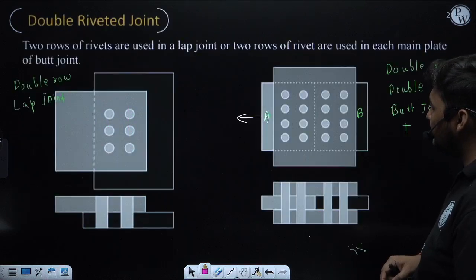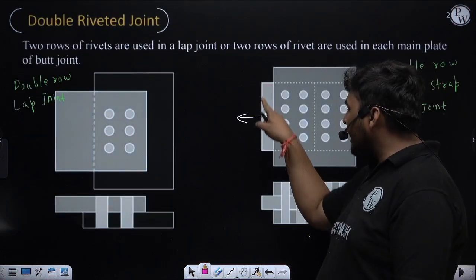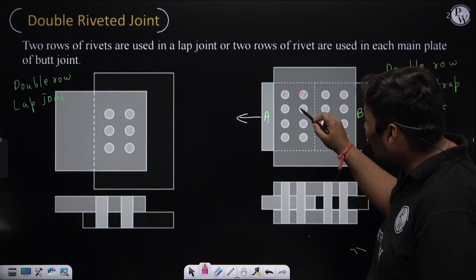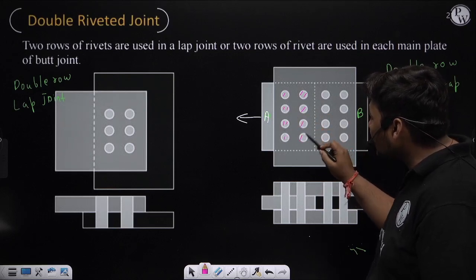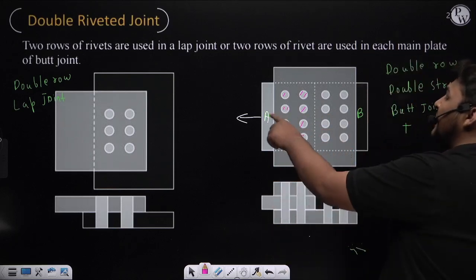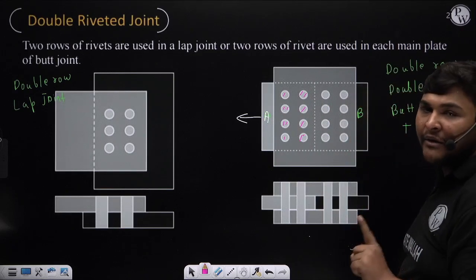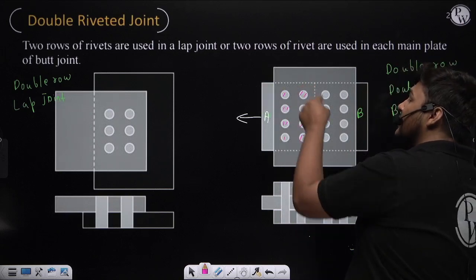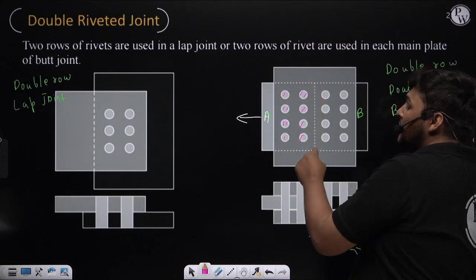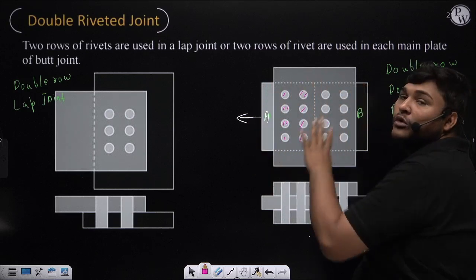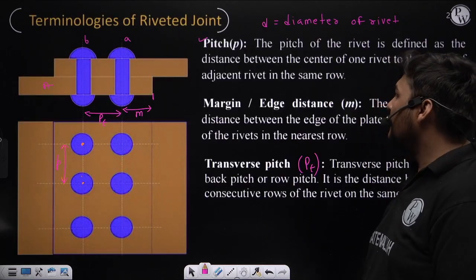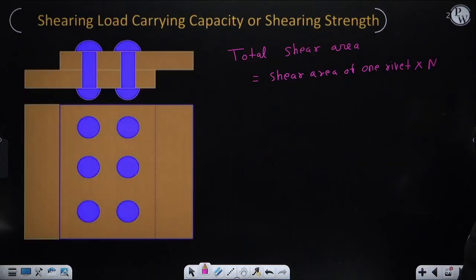Just for understanding, if this is load P and I am talking about plate A, this load P will try to shear the rivets of plate A. And if shearing of all rivets of plate A is occurring, can I say plate A will get separated from plate B? So when I am calculating total shear area, we need to focus on the number of rivets per plate, because this load P will try to shear off the rivets which are on plate A. It will not try to shear off the rivets which are on plate B. So see the number of rivets per plate, which I am denoting as capital N. So it is the expression.